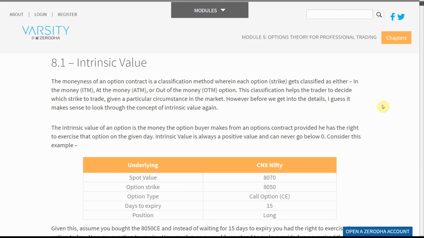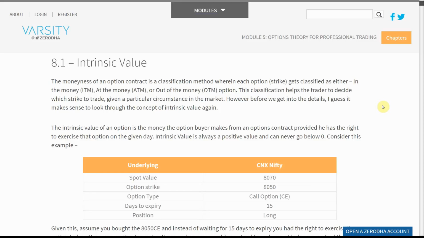However, before we get into the details, I guess it makes sense to look through the concept of intrinsic value again. The intrinsic value of an option is the money the option buyer makes from an options contract, provided he has the right to exercise that option on the given day. Intrinsic value is always a positive value and can never go below zero.